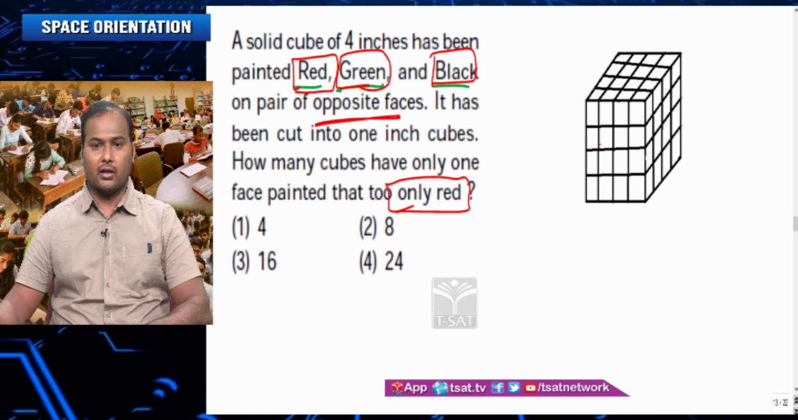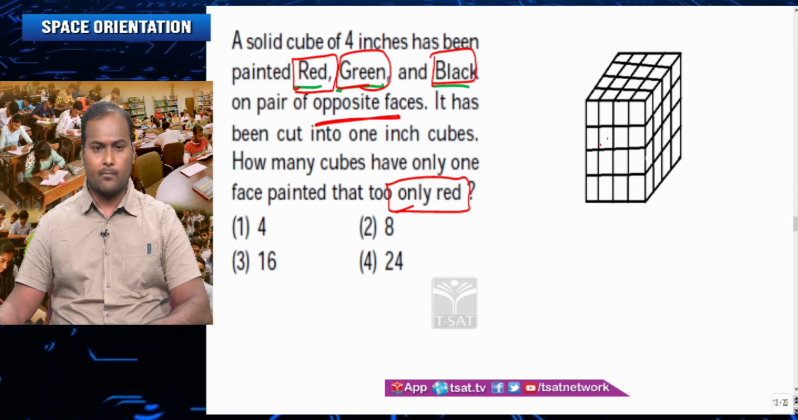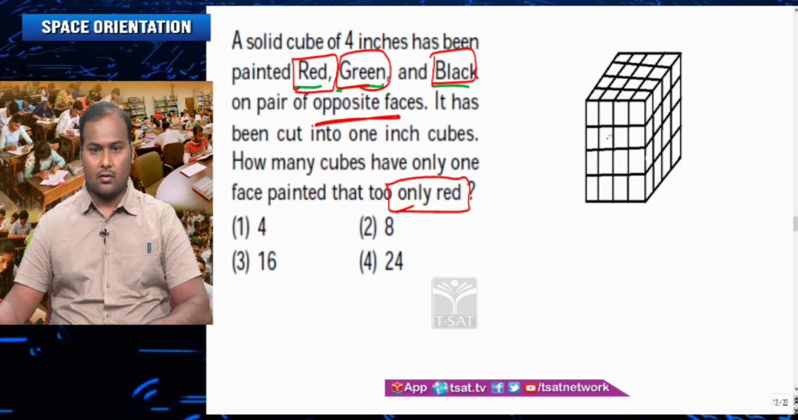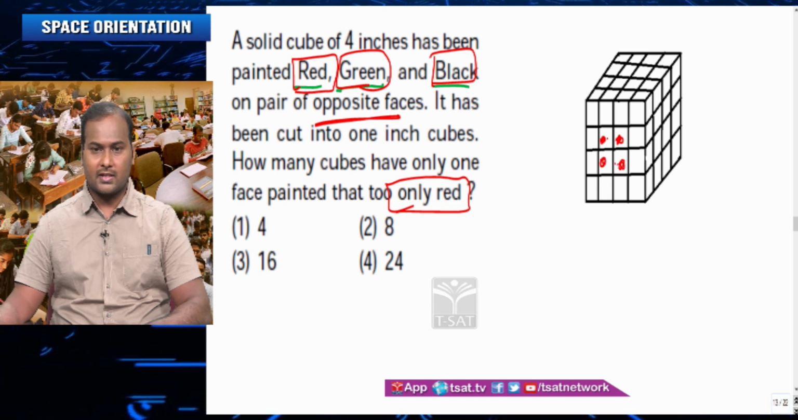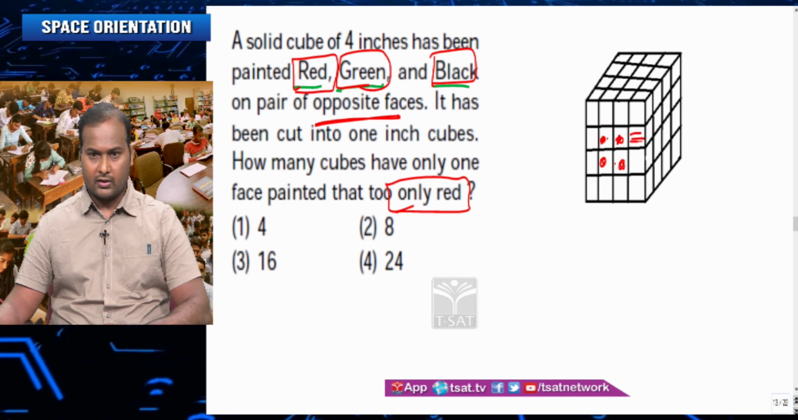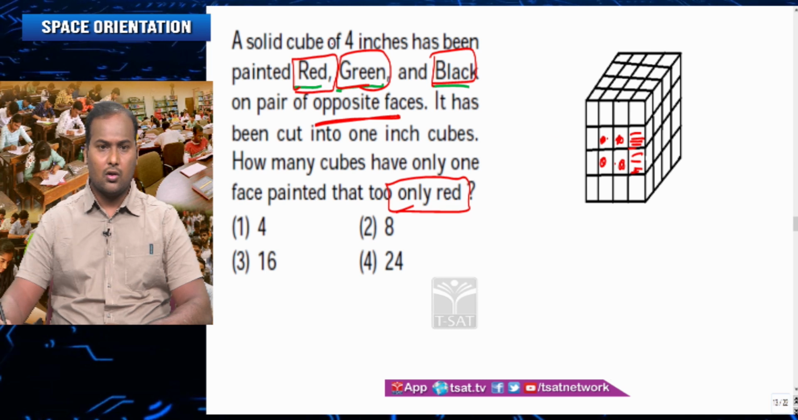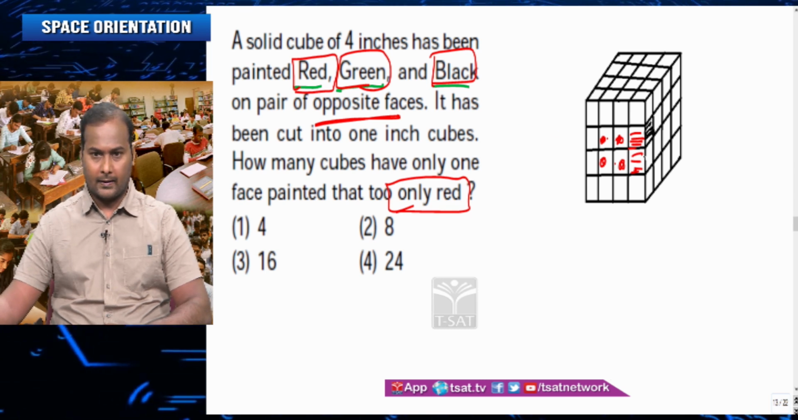So imagine I am taking red here, front and back. So red is painted front and back. He is asking only red. Means for example, see here, this is red and this is red. This is only one side painted. But if you take this one, it will become 2 colors. I said that on edges, how many colors are possible? 2 colors are possible. Means this will be red and some other color, black.